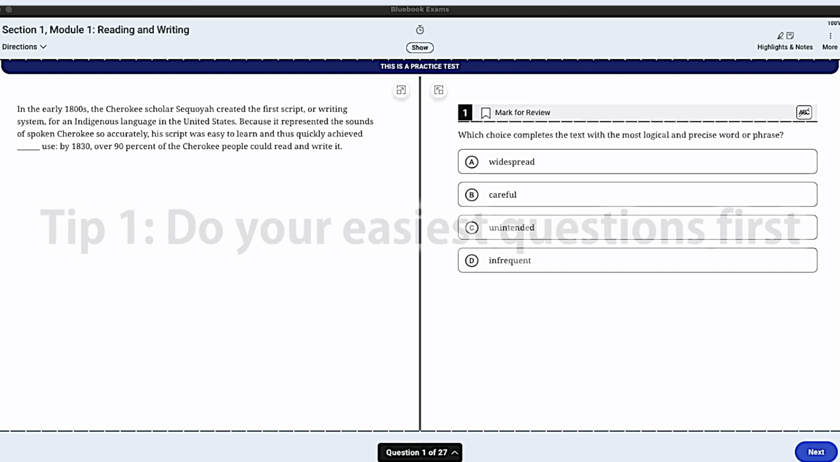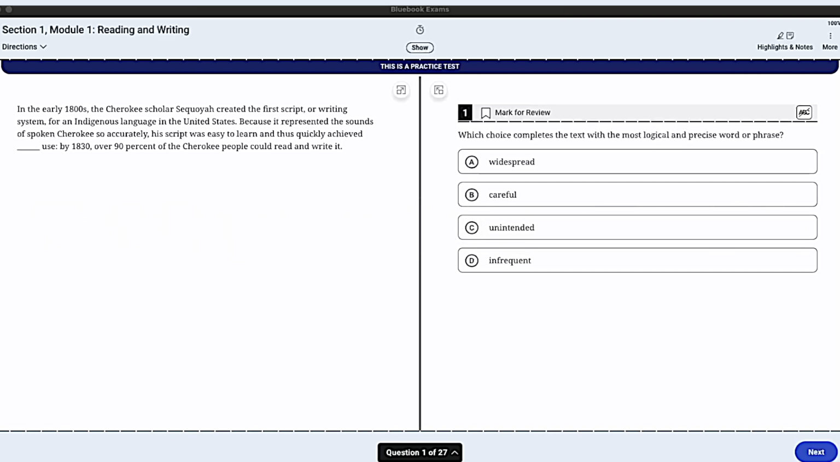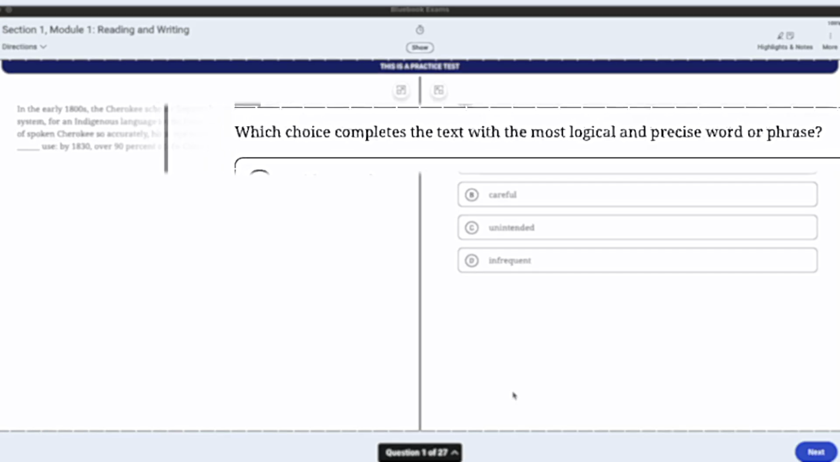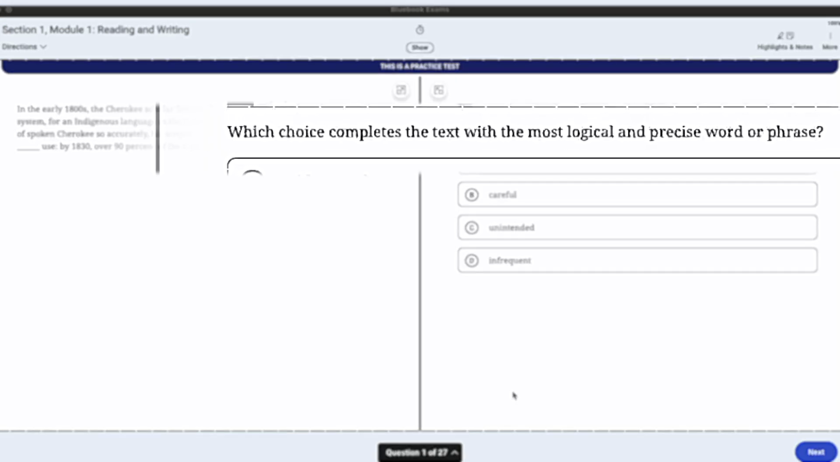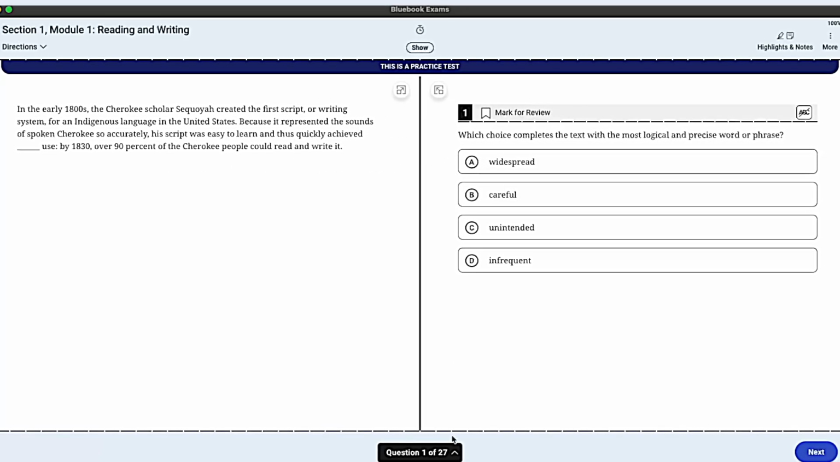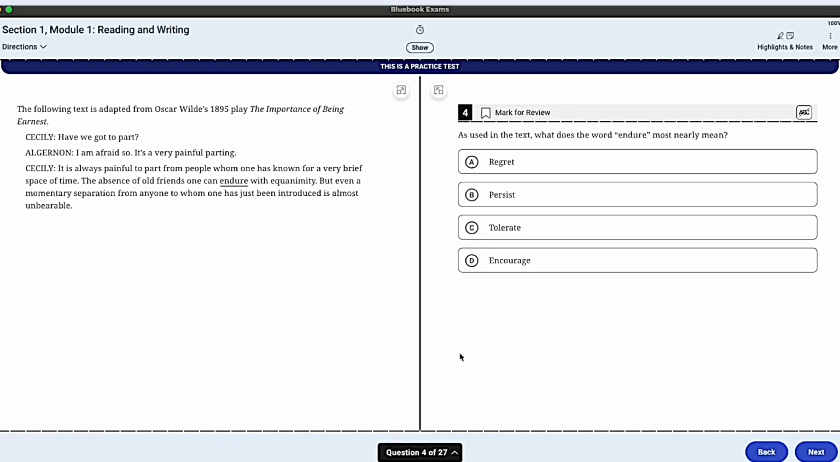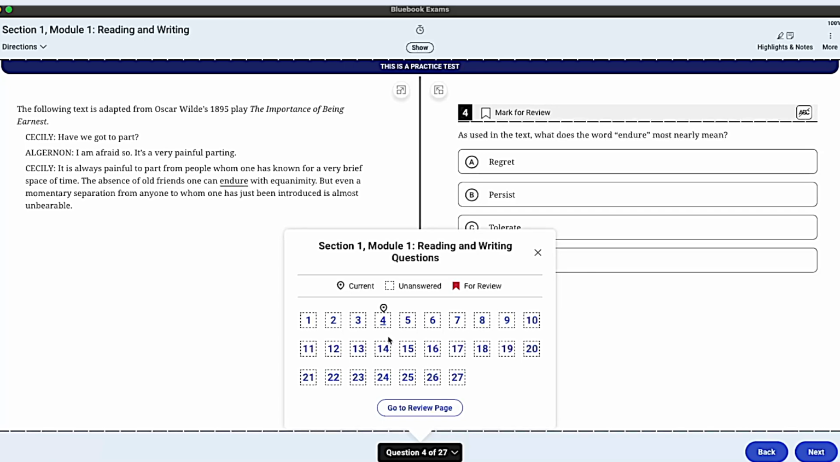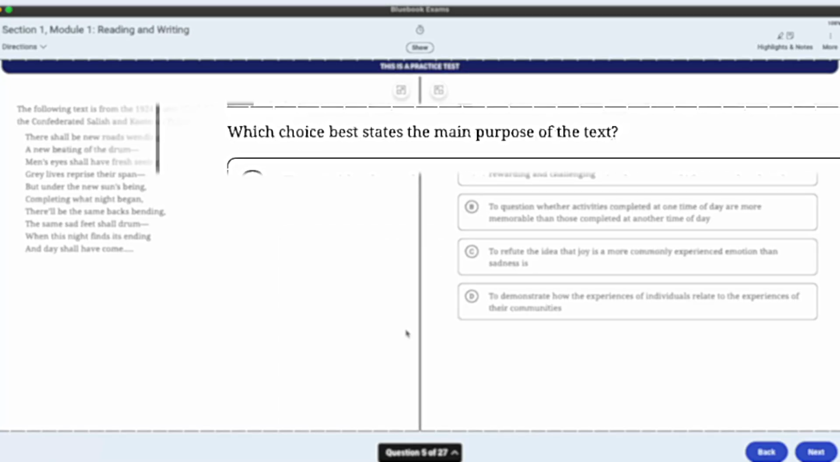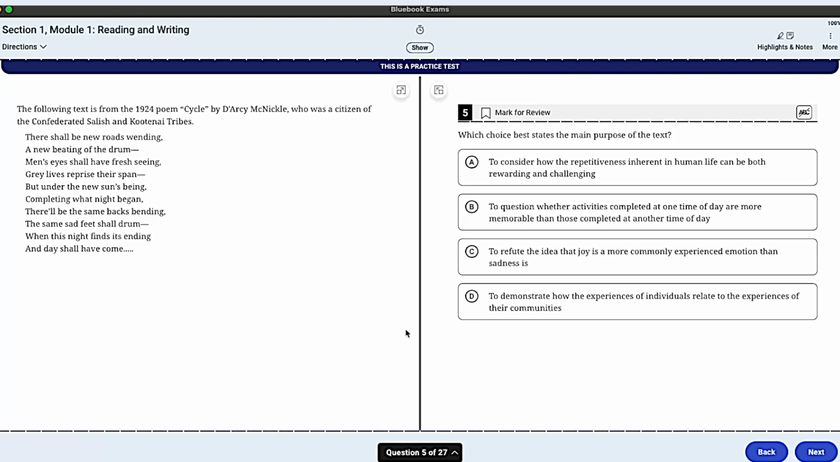Some questions will be easier for some students than others, but as a rule of thumb, go ahead and start with these words and context questions. They tend to go quickly if you know them. These will usually be the first 4 or 5 questions. So if I jump to question 4 here, we've still got words and context. Once I get to 5, boom, we've moved on to main purpose. I would move past these main purpose questions.